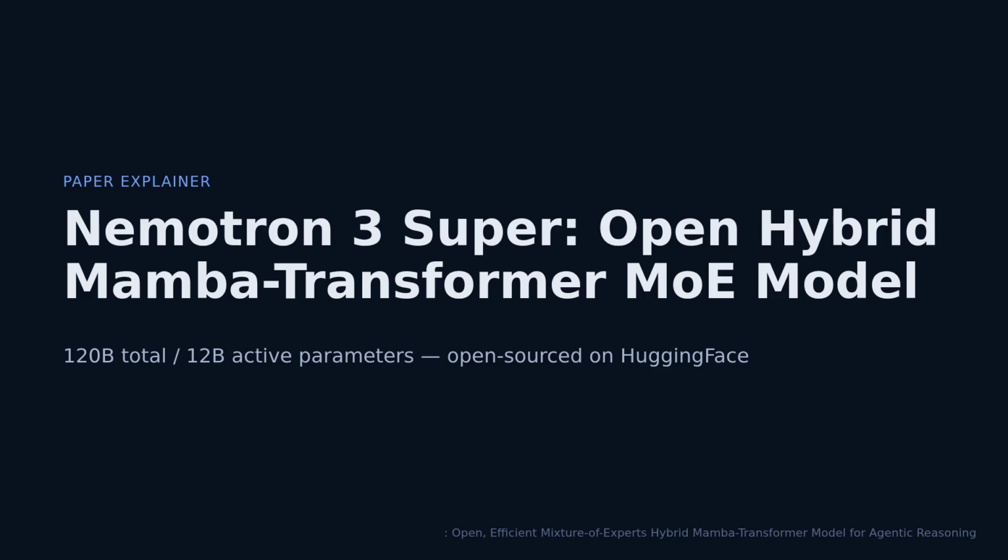Welcome. Today we're exploring Nemotron 3 Super, NVIDIA's new open, efficient large language model that combines two powerful ideas: mixture of experts and hybrid Mamba attention architecture. The result is a 120 billion parameter model that keeps only 12 billion parameters active at any moment, delivering both strong accuracy and blazing fast inference speed.